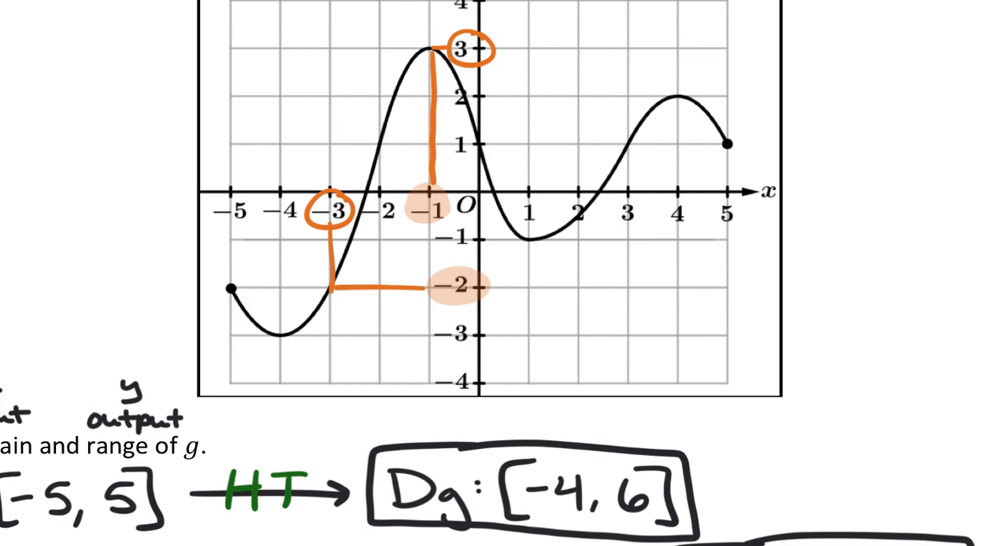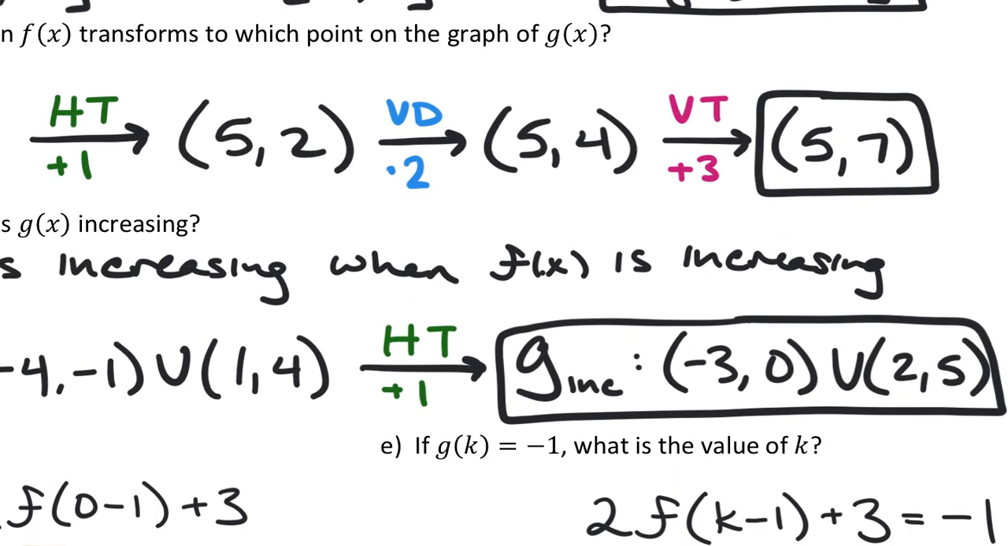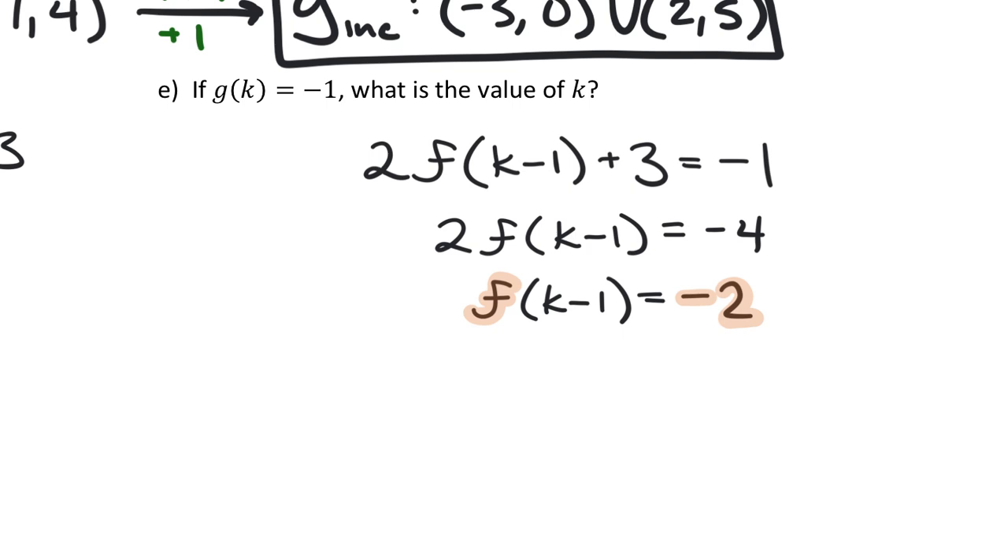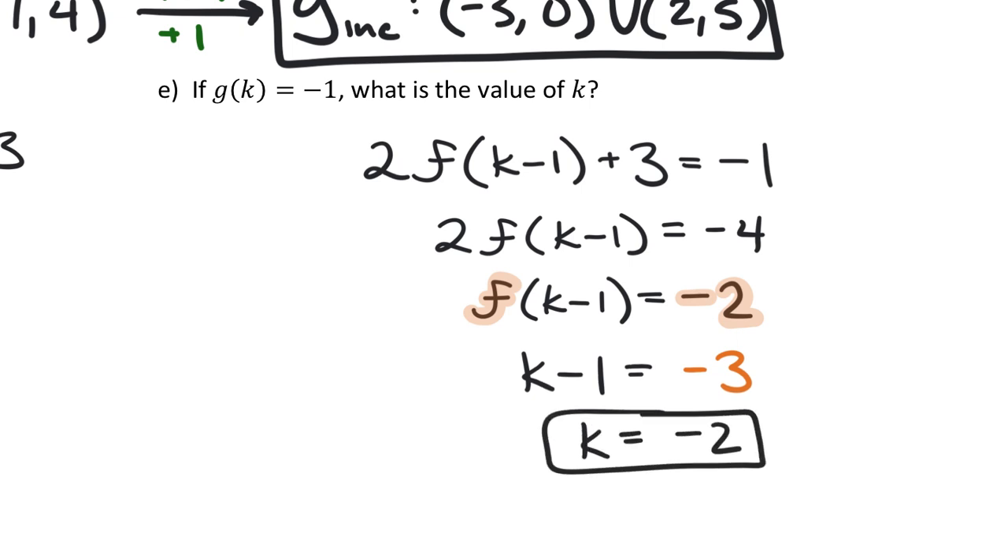Do you see the difference in these two? We'll focus on the difference actually in a second. Let's finish this problem. So what we're saying here is that f of k minus 1 equal to negative 2 is just like saying k minus 1 should be equal to negative 3. Then you just solve for k. Add 1 on both sides, boom. K is equal to negative 2.